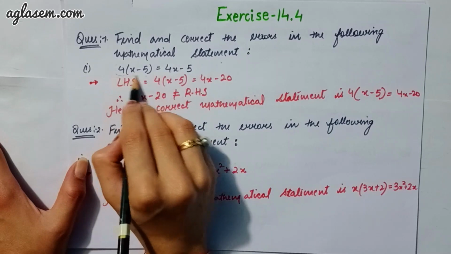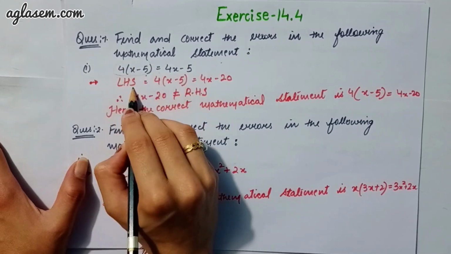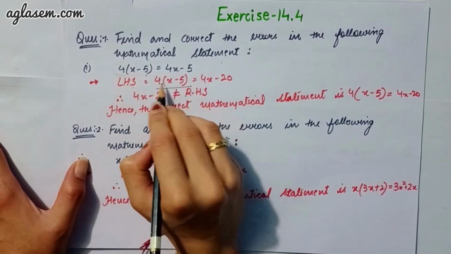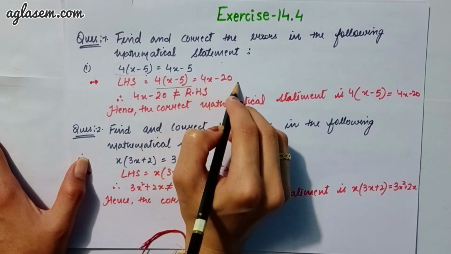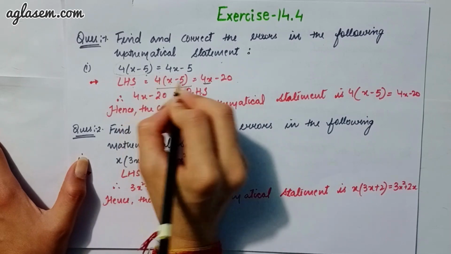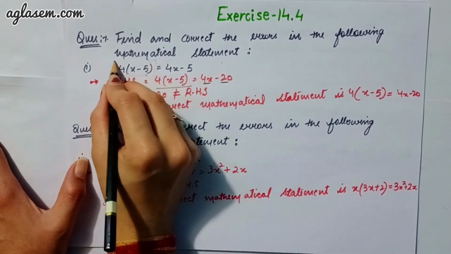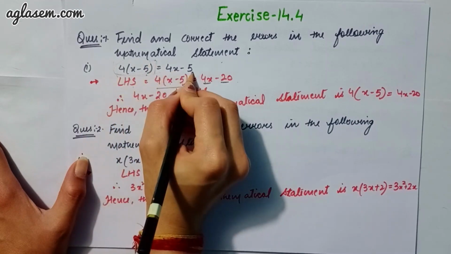So this is left hand side and this is right hand side. First we have to take left hand side, that is 4 bracket x minus 5. If we solve this, we will have the value 4x minus 20, that is 4 multiplied by x we will get 4x, 4 multiplied by 5 we will get 20. So this value, that is left hand side, is not equal to right hand side.